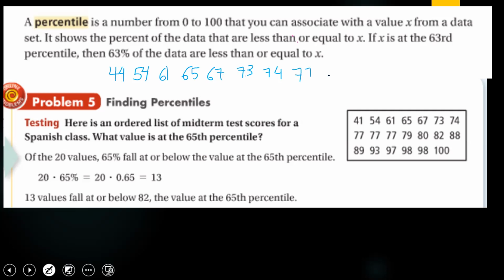77, 77, 77, 79, 80, 82, 88, 89, 93, 97, 98, 98, and 100. Here is an ordered list of midterm test scores for a Spanish class. What value is the 65th percentile?